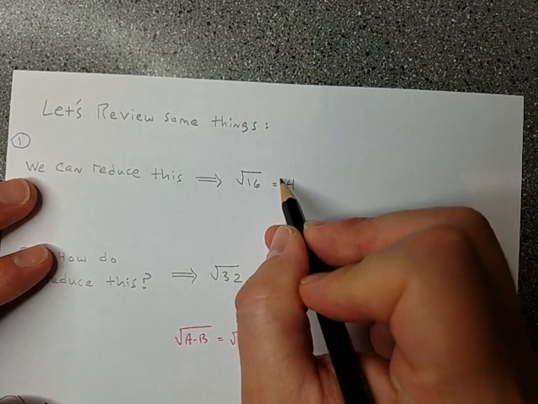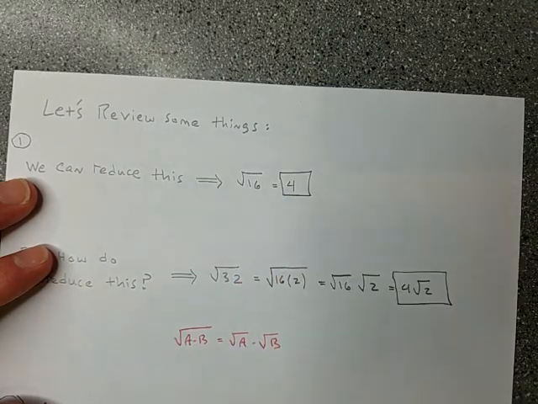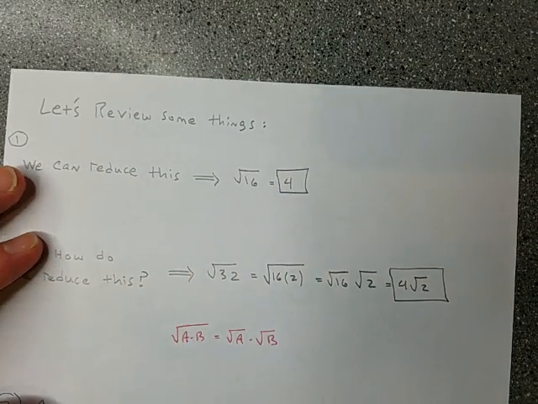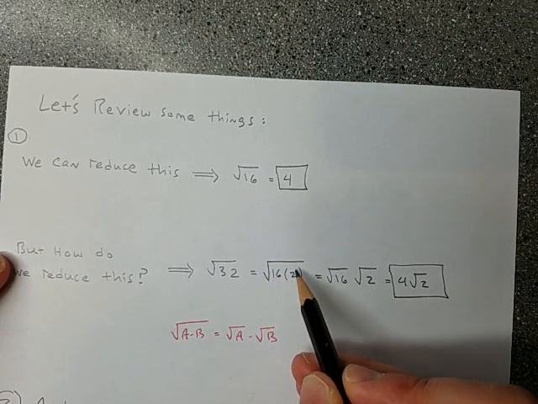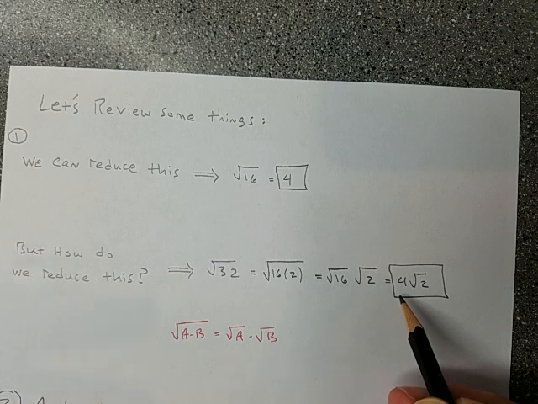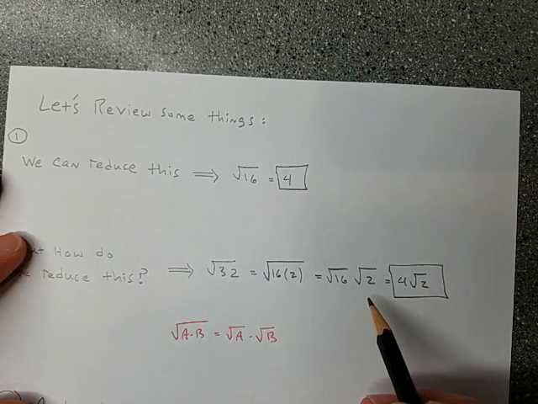All right? It's not a perfect square. I can't say root 32 is a nice round whole number, but by factoring, I can reduce it a little bit. So this is something that we need to know how to do.